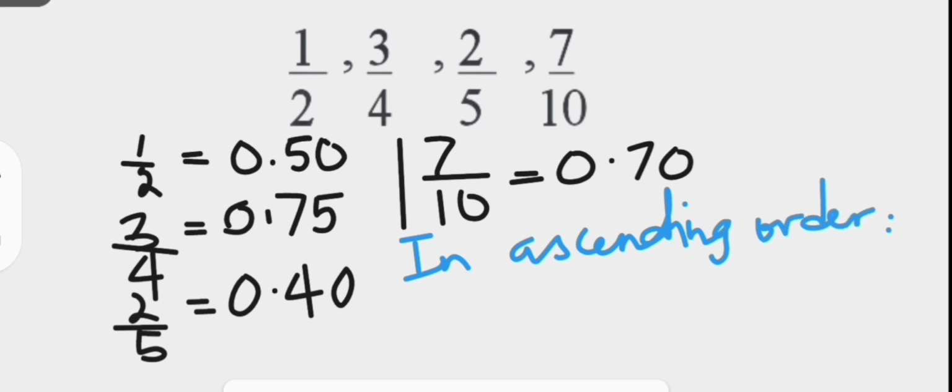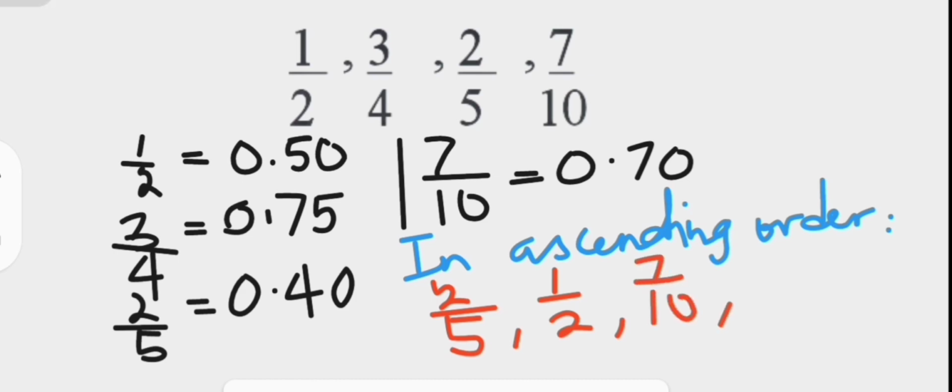we have 0.40 is the smallest, which is 2 over 5, followed by 0.50, which is 1 over 2, then 0.70, which is 7 over 10, and finally 0.75, which is 3 over 4. 4 different methods, the same results.